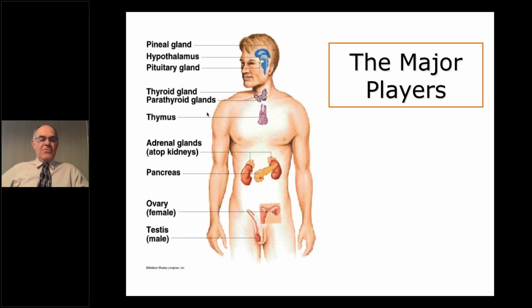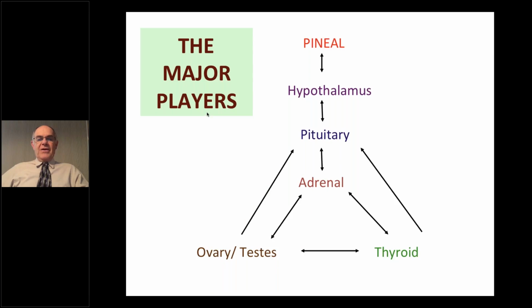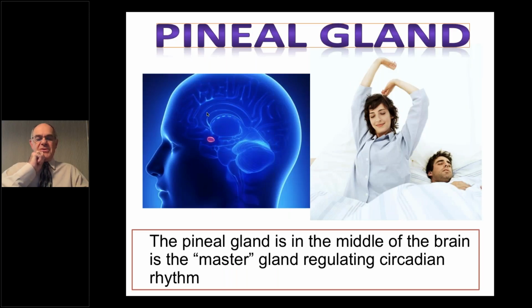So once again, these are what we call our major players. I put them out here in just a little bit different presentation. You see, instead of the pituitary being at the top of this totem pole, we have the pineal gland, hypothalamus, pituitary, and then all that feeds downstream to not just the adrenal, thyroid, and ovary, but those are the key ones that we're going to focus a little bit of our attention on.